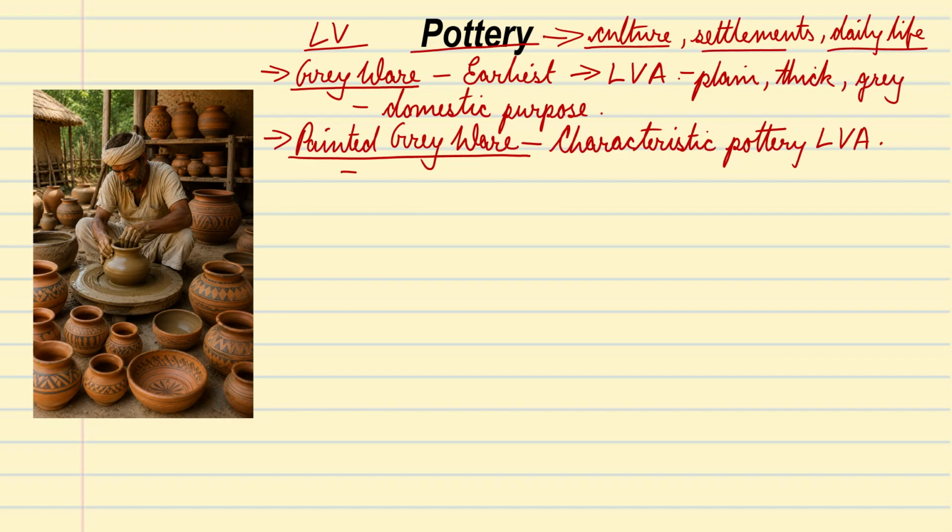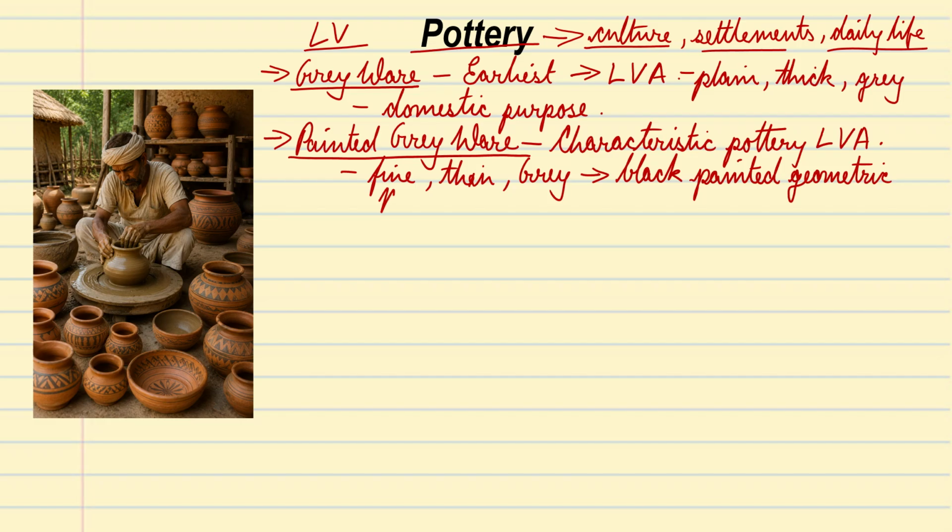And what were its types? They were fine, thin, and obviously gray. So fine, thin, and gray in color. It was decorated with black painted geometric designs. And archaeologists have discovered this kind of pottery in several sites, like again Hastinapur, Alamgirpur. So I am not writing because I have already written it before. So all the main sites associated with the later Vedic age had painted grey ware in all of them. So the distribution of PGW corresponds to the Mahabharata sites.